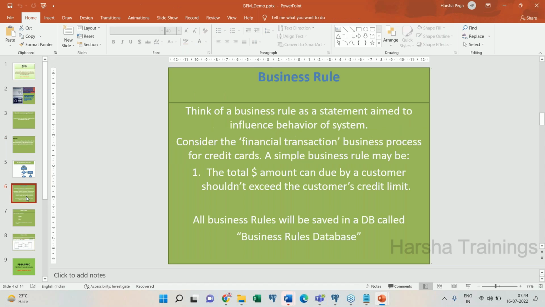Okay. See, I told you business rules. Business rules influence the behavior of the system, correct? I told you an example of the credit card limit. Now, is the credit card limit written anywhere on my credit card? No, right? Is the limit available with the purchase center people? No. Then where is the limit? How does the system know my credit card limit when I swipe it?